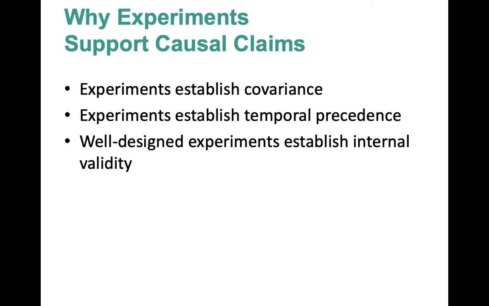All right, so we're going to review why experiments can support causal claims, and I will go into detail on each of these. It's because experiments can establish covariance, they can establish temporal precedence, and they can establish internal validity by ruling out confounding variables. When we talk about internal validity, we're talking about our confidence that it is the independent variable and nothing but the independent variable that causes changes in the dependent variable. So a well-designed experiment is able to rule out alternative explanations for the findings.